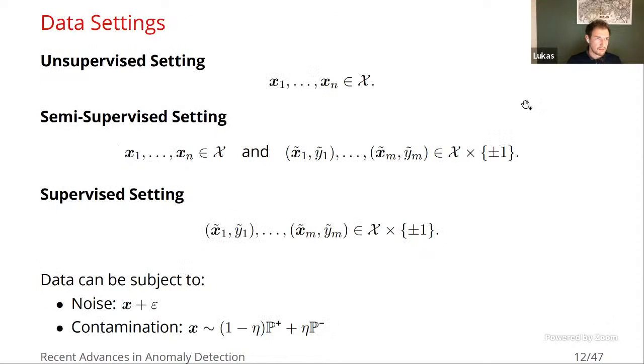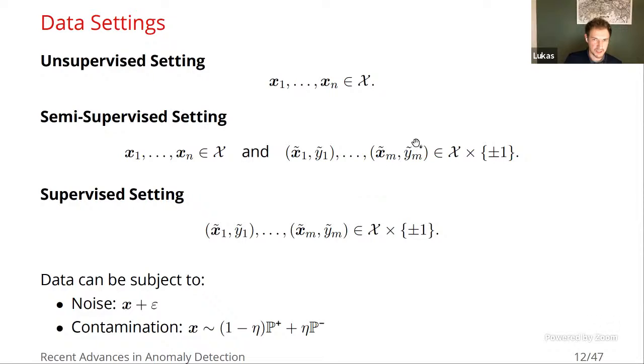And so the data settings that occur in the wild, the most common setting is that we just have a bunch of unlabeled data, which is the unsupervised setting, on which we have various assumptions about noise potentially, so measurement errors that generally increase the region of this normal data, or there can be some unknown contamination in this set.